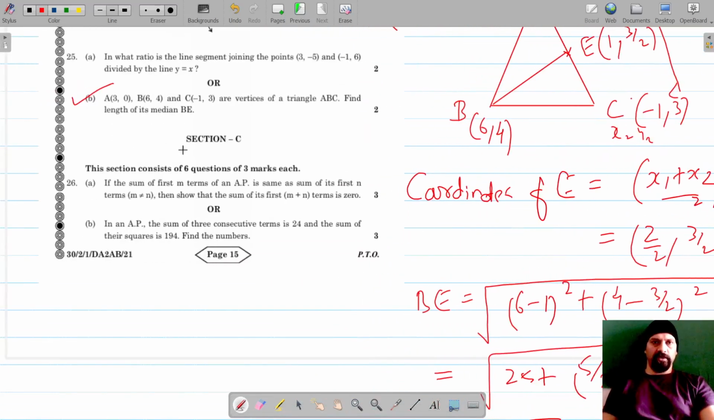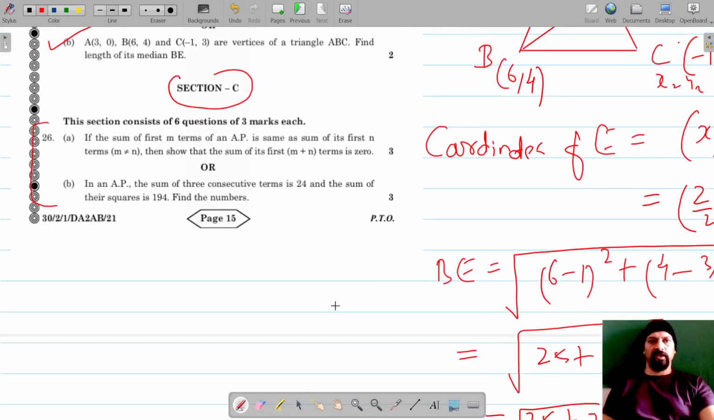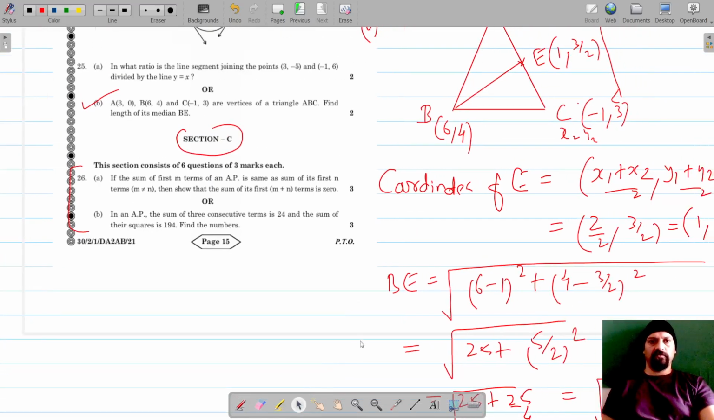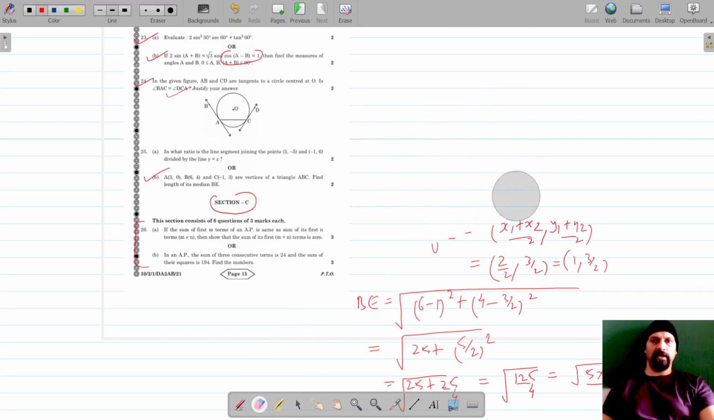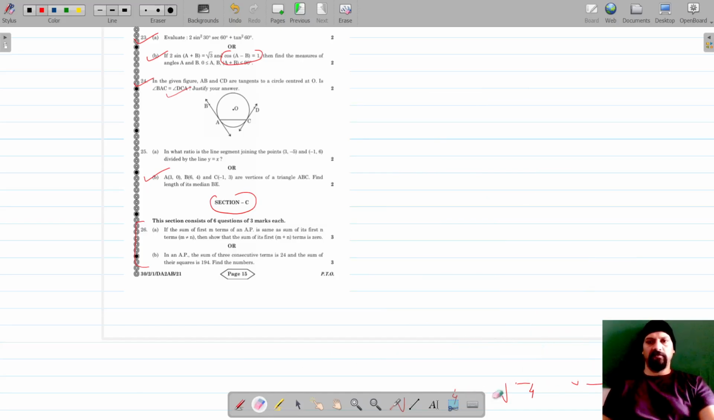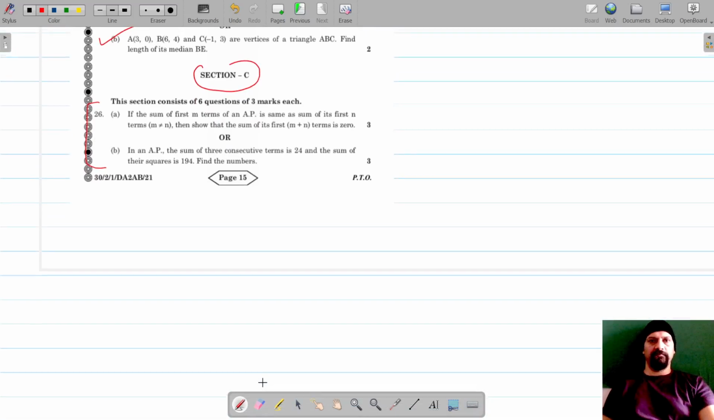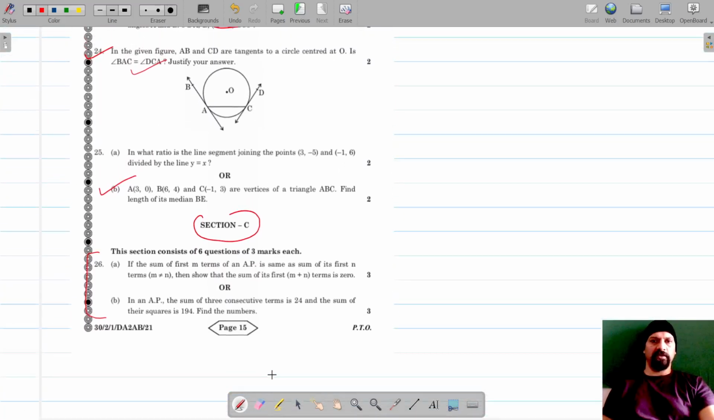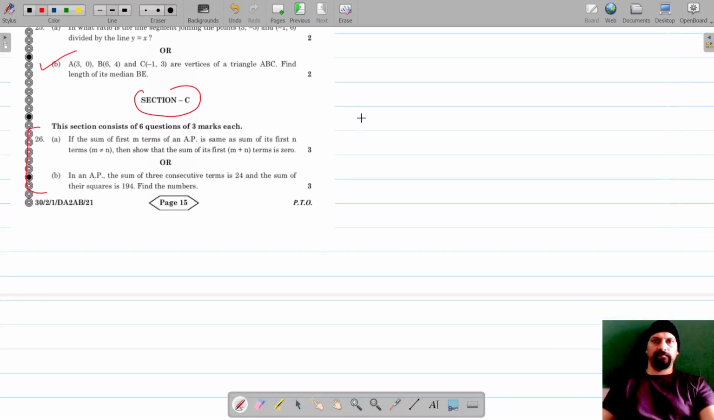All right, moving on to section C, which consists of 6 questions of 3 marks each. So we are going to solve this one. That is question number 26, parts A and B. For question number 26, part A, the first question is that if the sum of the first m terms of an AP is the same as the sum of its first n terms.